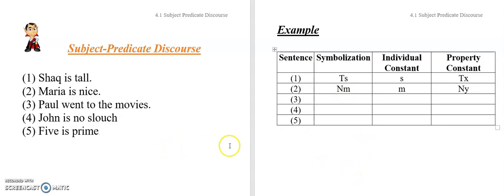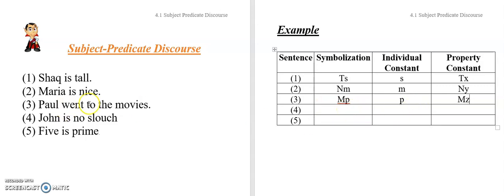Try 3, 4, and 5 now. Let's see. "Paul went to the movies." Okay, so we'll just say Paul went to the movies. We'll do it like this. And our individual constant is p, lowercase, of course. And "went to the movies," we'll just say Mz. Okay, "went to the movies." Something like that. All right.